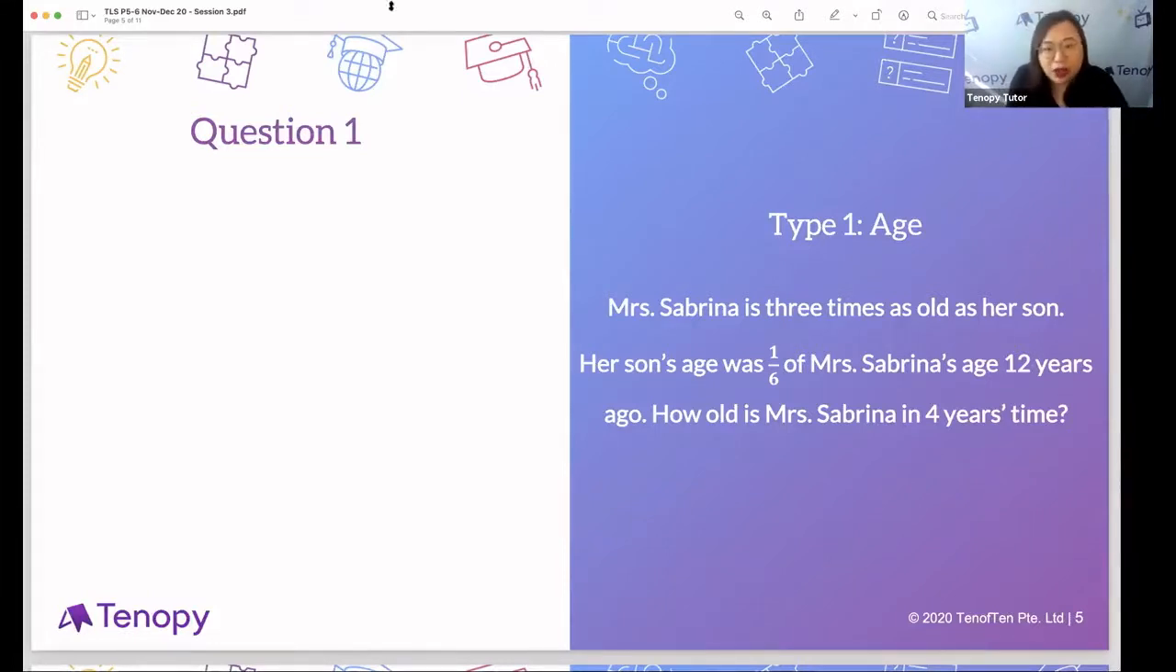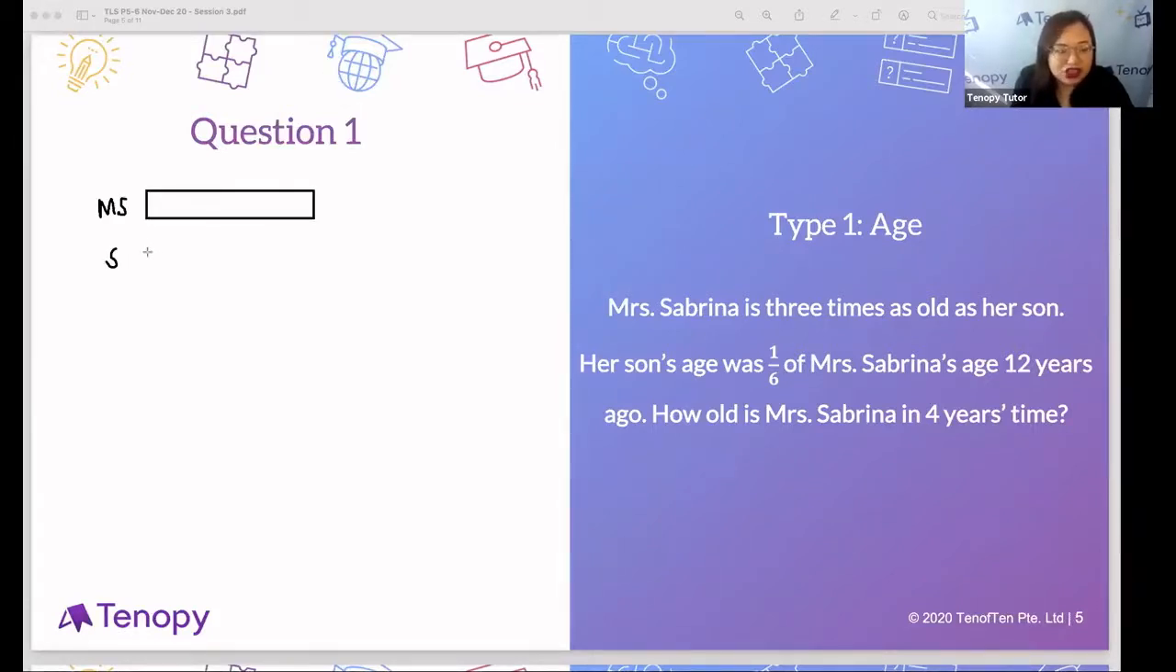For model-wise, first one, Mrs. Sabrina is 3 times as old as her son. So when drawing a model, we draw Mrs. Sabrina and the son. I'm going to draw 3 boxes for Mrs. Sabrina because it's 3 units, and then just one little part for the son. This is based on the first information that I know. 3 times belongs to Mrs. Sabrina, and the son is only 1 unit.